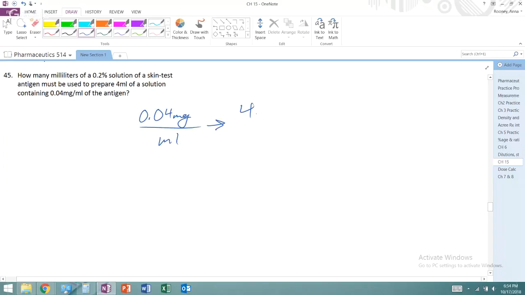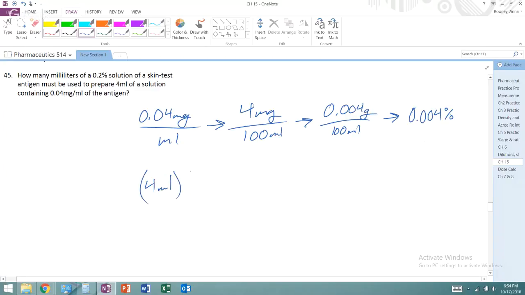So then you want to take that, multiply it by 100, find that that's 100 mLs. Then you find that 0.004 grams per 100 mL, and that is 0.004%. Okay, so then we're going to be doing 4 milliliters of the solution at 0.004%, and then we're going to have the equivalent strength amount. So we have to know how many mLs on that side.